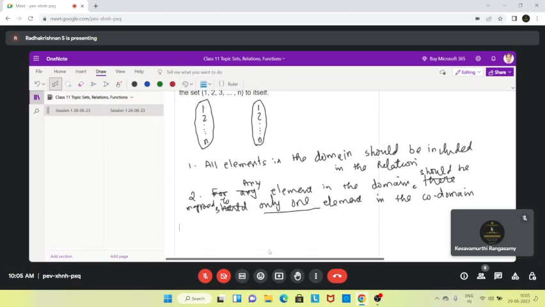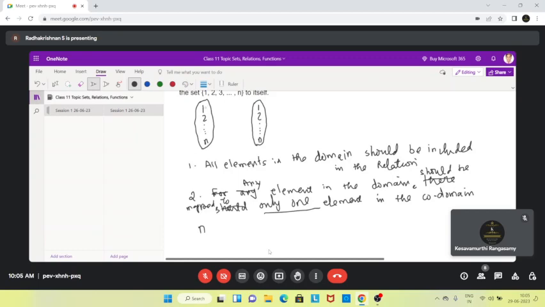See, you take any element one, okay? It can be mapped to n values, any of the n, right? One can be mapped to one, one can be mapped to two, one can be mapped to three. There is no restriction. It should be mapped to any one element, that's all. So one can be mapped in n ways, right?